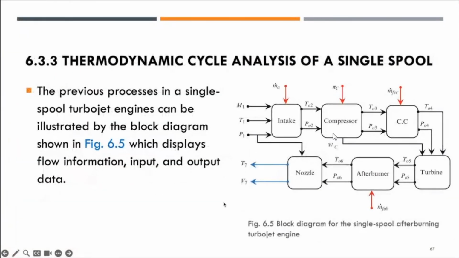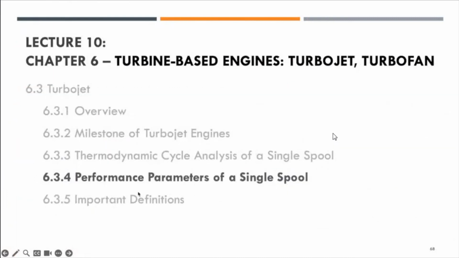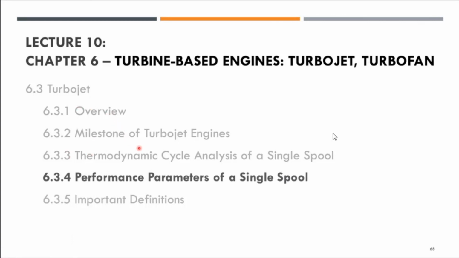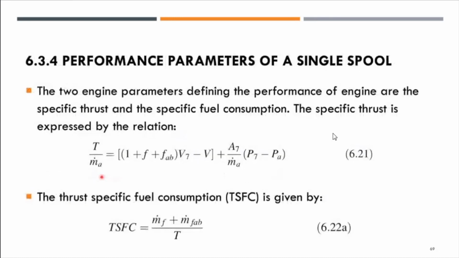Before we had the break, we had already looked into the overview, the milestones of the turbojet engine, and the thermodynamic cycle analysis of the single spool. Now, we want to continue on the performance parameters of a single spool turbojet engine. The two engine parameters that define the performance of the engine are specific thrust and the specific fuel consumption.